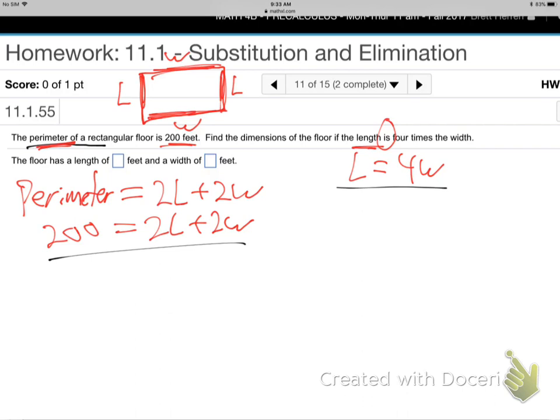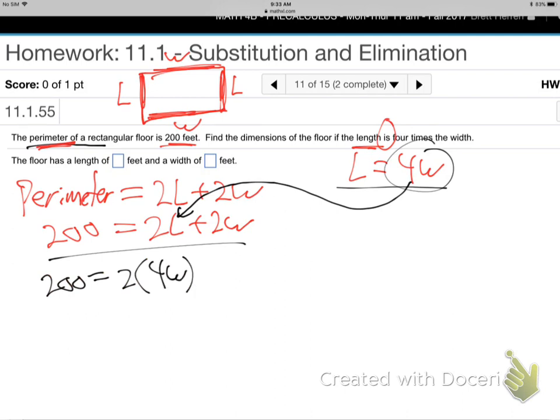So can you just do 200 equals 2 times 4w? Yeah. So substitution's a good idea on this one, huh? Totally good idea. Yeah, just grab that 4w, plug it in right there for L, because that's what it means when L is 4w. You can put in 4w, as you know. Exactly. 2 times 4w plus 2w. Is that good? So that way, again, it's all about getting it down to one letter, huh? Now we can do it. It's got only one letter.